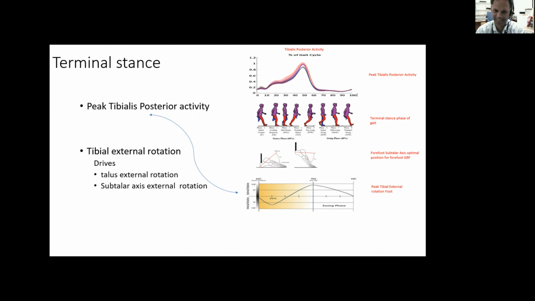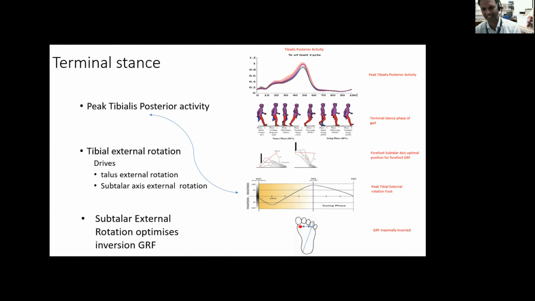So what really happens, its primary action is to externally rotate that tibia. In doing so, you're externally rotating the talus. In doing so, you're externally rotating that subtalar axis. And therefore, you're generating that net inversion moment, which then drives that linkage to the heel. And along with the tendon of Achilles, inverts that heel. And that's all well aligned.